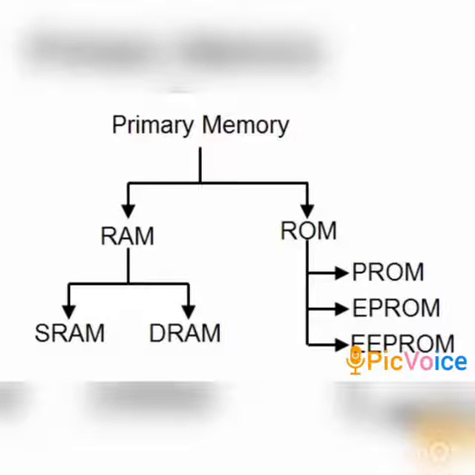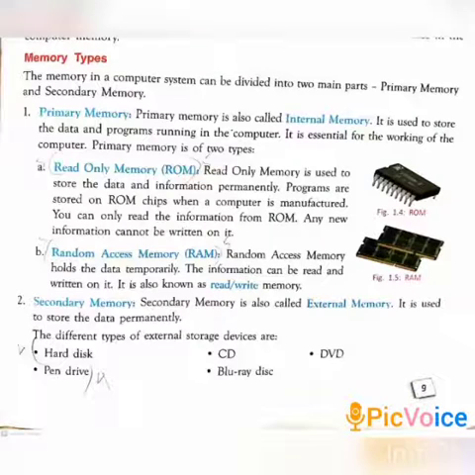Primary memory is also called internal memory. It is used to store the data and programs running in the computer. There are two types of primary memory. First one, read-only memory, ROM. Second one, random access memory, RAM.